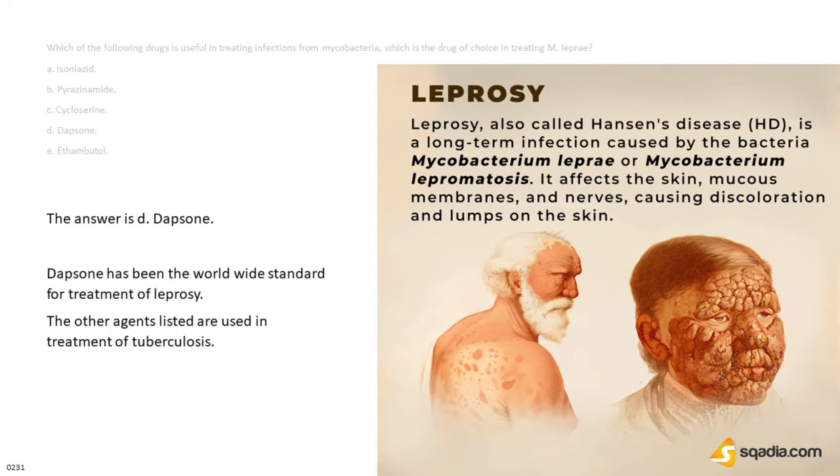The answer is D. Dapsone. Dapsone has been the worldwide standard for treatment of leprosy. The other agents listed are used in treatment of tuberculosis.